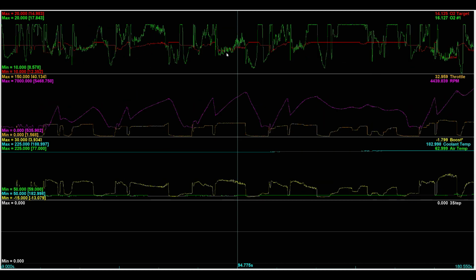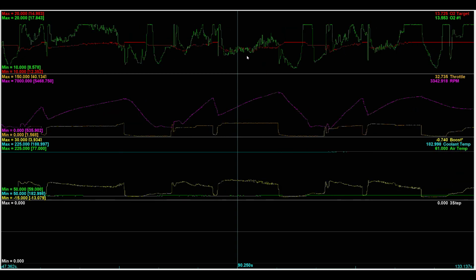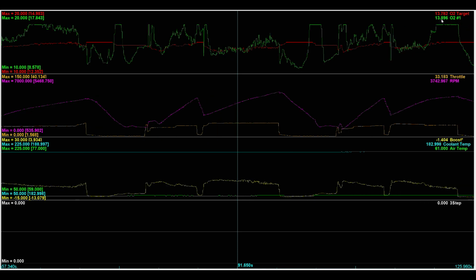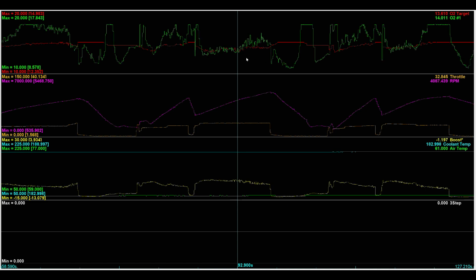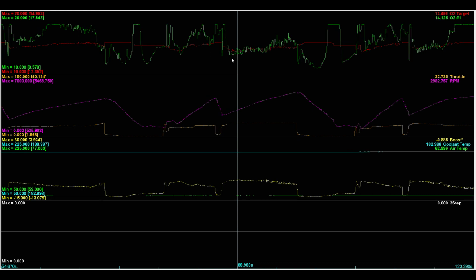I'm also looking for times when things are operating as they should. Here, whenever we see the green line on top of the red line, let me dial in here a little bit, we can see that our AFR target is 13.7 and our actual AFR is about 13.89. All of this is more or less appropriate for what we'd like to see.